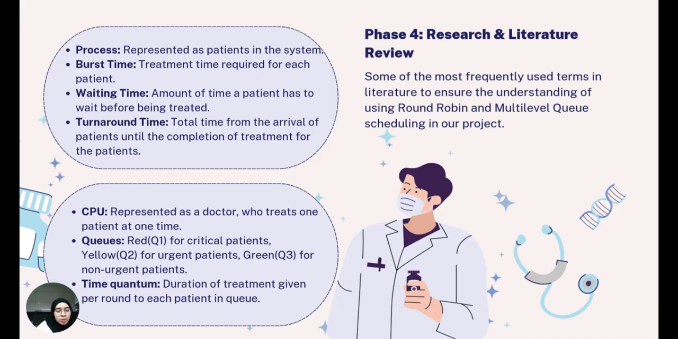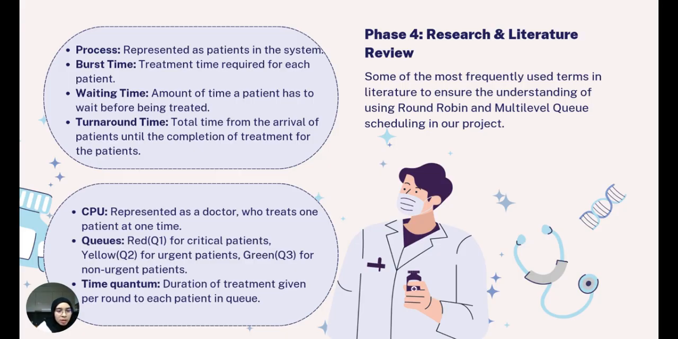These are some of the most frequently used terms in the literature, to ensure understanding of round robin and multi-level queue scheduling in our project. Firstly, process is represented as patients in our system. Burst time is the treatment time required for each patient. Waiting time is the amount of time a patient has to wait before being treated. Turnaround time is the total time from the arrival of patients until the completion of treatment for the patients.